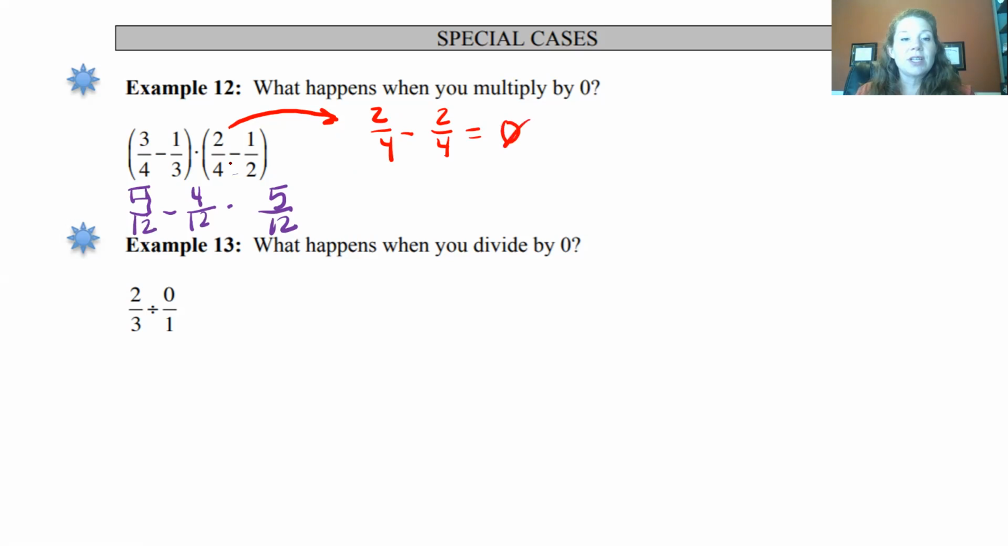So sure enough, we're going to multiply 5/12, which is the first parentheses, 5/12 times 0. Well, what happens when you multiply by 0? You get 0, right? All right, the second question is, what happens when you divide by 0? Well, we see division, so we're gonna keep it, change it, flip it.